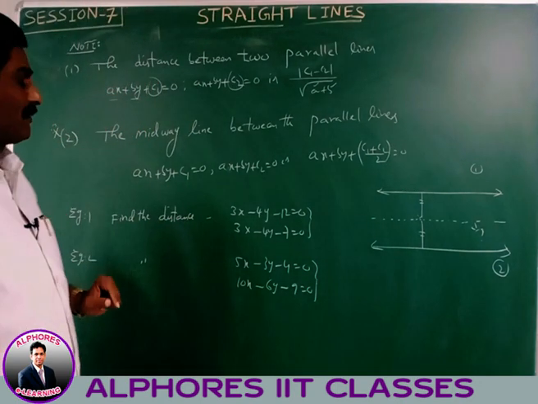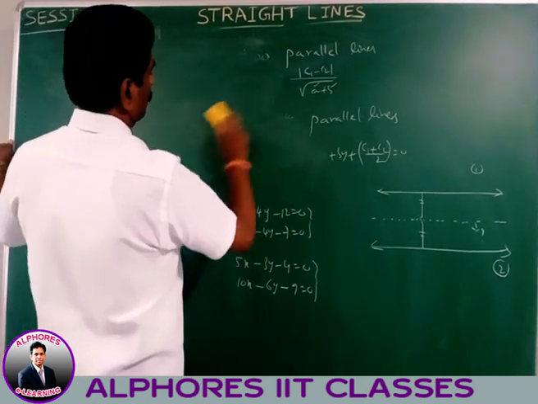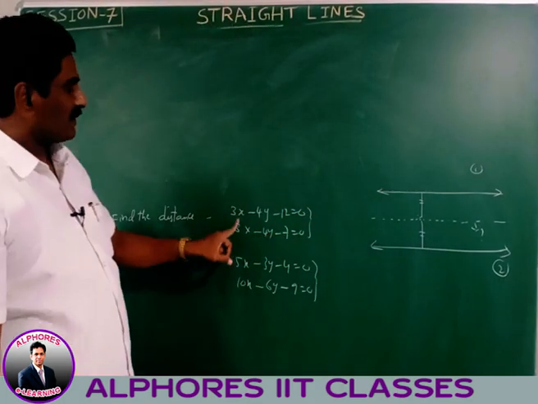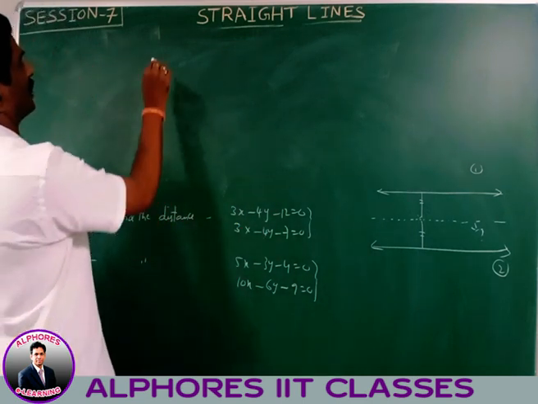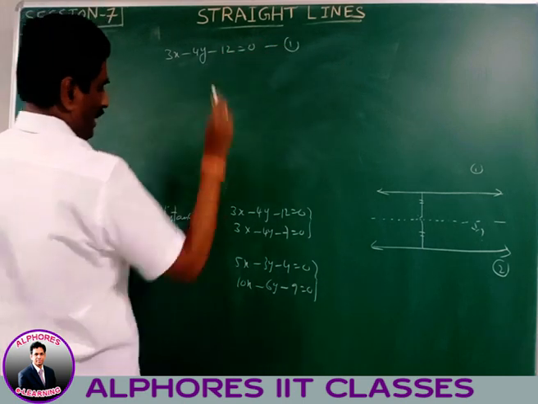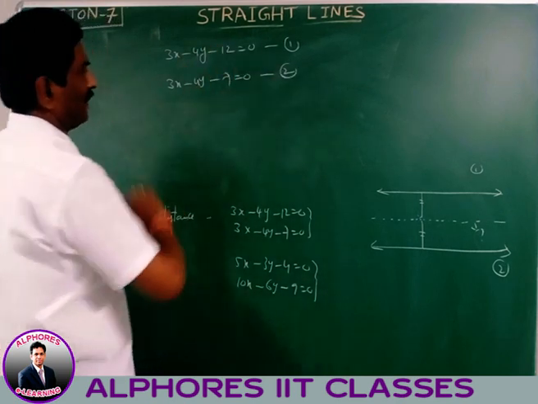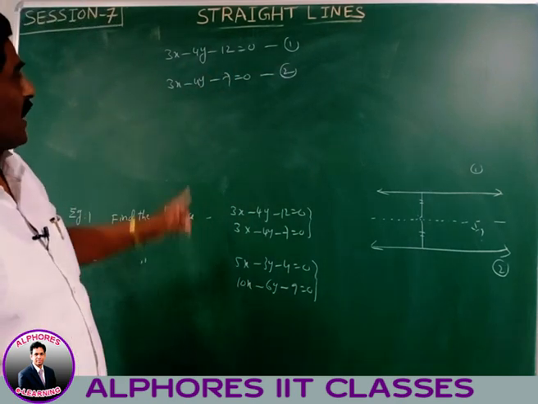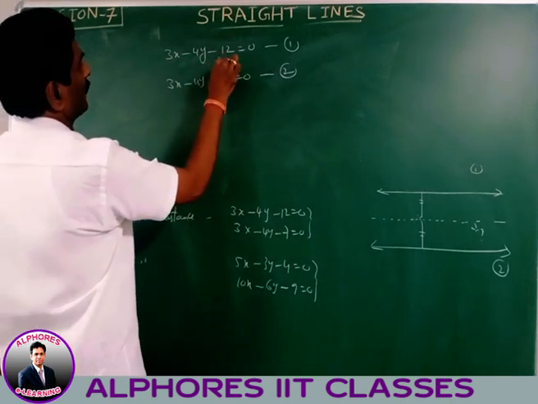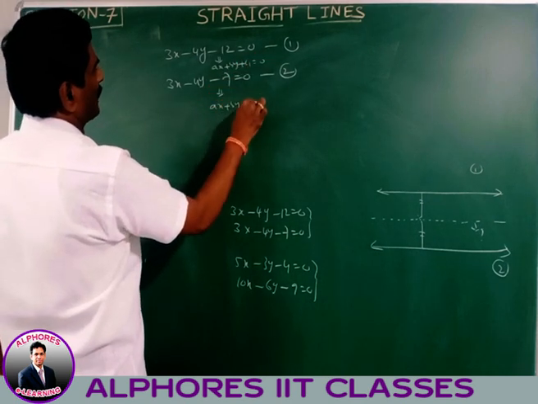Example 1. Find the distance between two parallel lines 3x minus 4y minus 12 is equal to 0 and 3x minus 4y minus 7 is equal to 0. These are two given parallel lines. Please observe this value. It is in the form of ax plus by plus c1 is equal to 0, and ax plus by plus c2 is equal to 0.